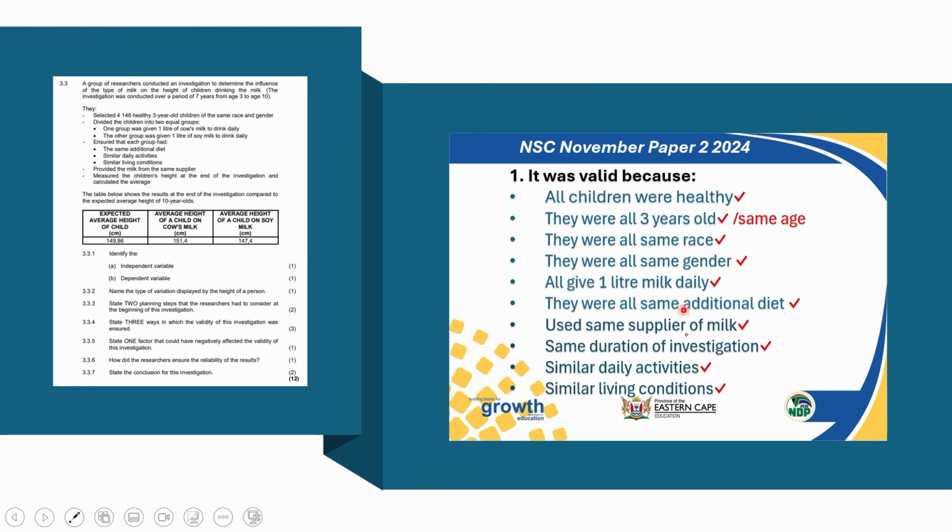They all had the same additional diet. They used the same supplier of milk. They had the same duration of the investigation. They had similar daily activities, and they had similar living conditions. Wow, that's a long list of things. So in other words, the scientists controlled many factors here to make this experiment valid. Okay, so it's got a high degree of validity in this experiment.